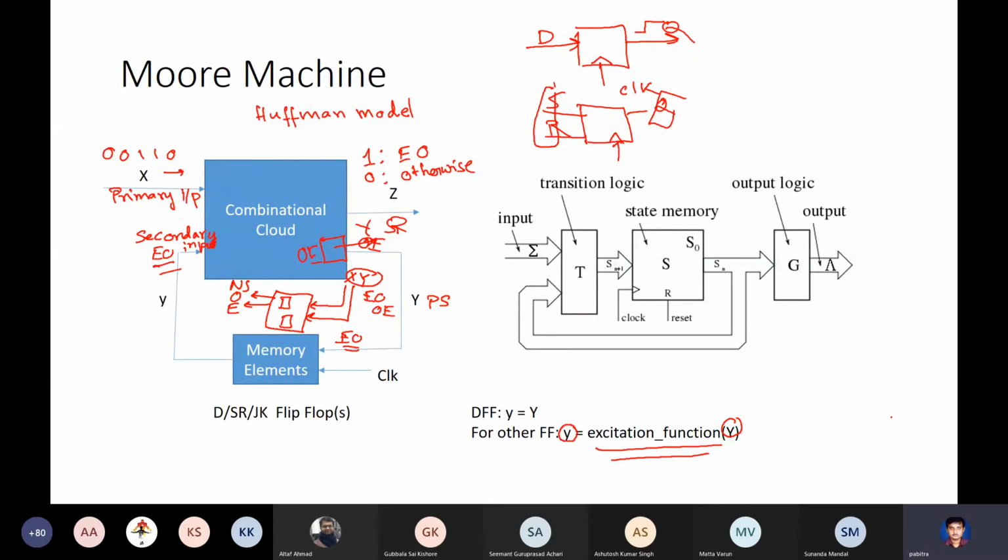And then of course, you have an output logic. In the Moore machine, the output is determined only by the present state. So this output logic will take as input the present state S and produce the output. In the case of a Mealy machine, this could have also gone here.